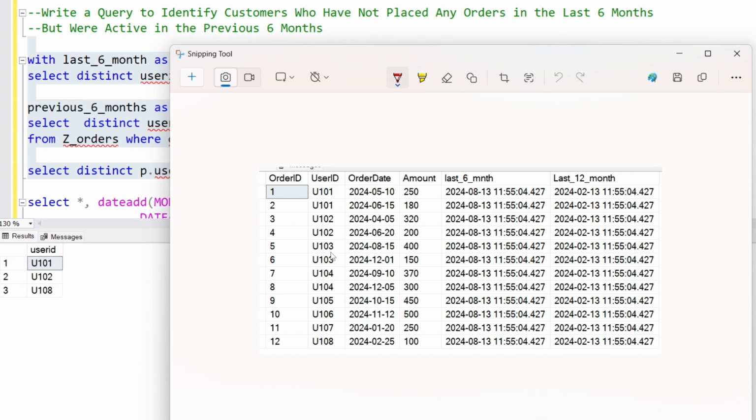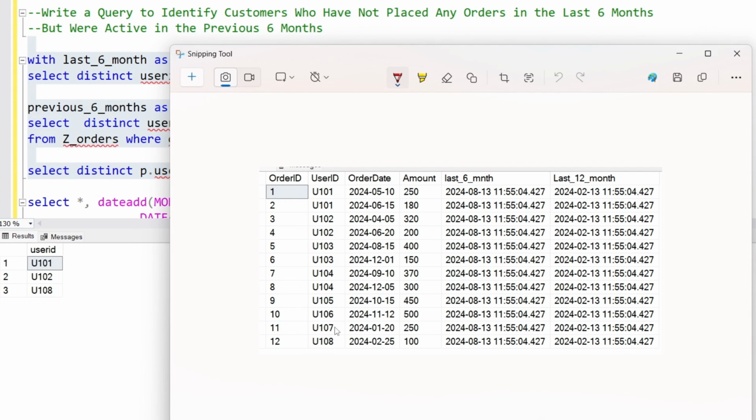And 103 ordered on the 15th of August, so he comes under the last 6 months. He ordered in the last 6 months, as you can see, this is the last 6 months date. And 104 ordered on 10th September, after the last 6 months date. And for 105, the latest order was 15th of October. Yes, he ordered in the last 6 months but was not active in the previous 6 months.